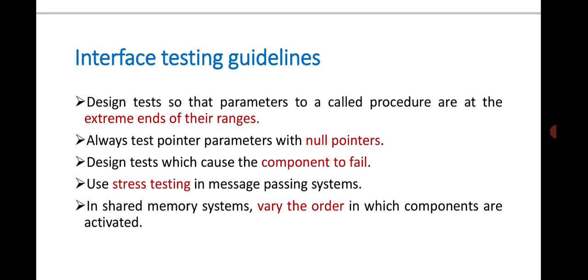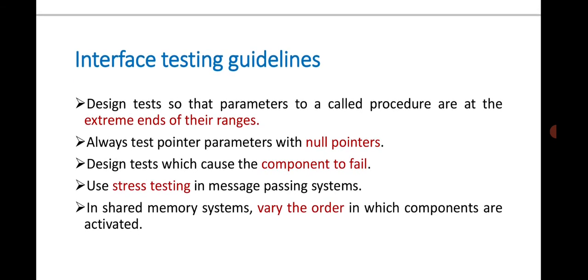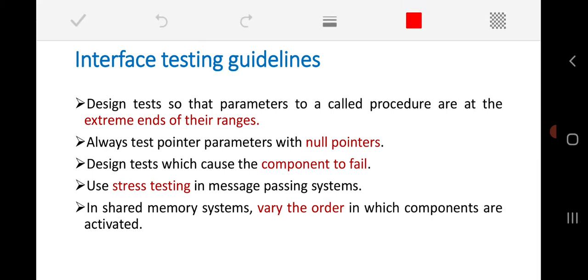And finally, just have a look at some of the interface testing guidelines in a very quick manner. The very first guideline says design tests so that parameters to a called procedure are at the extreme ends of their range. So always we need to design the test cases in such a way that the parameters that we are going to use for a called procedure are checked with the extreme ends of their ranges. And especially when we are using pointers, we should be very careful to test the pointer parameters with null pointers. This is a very important guideline, just do remember.